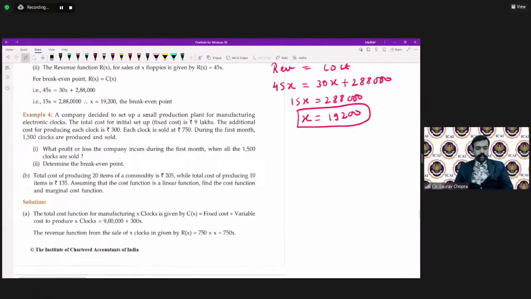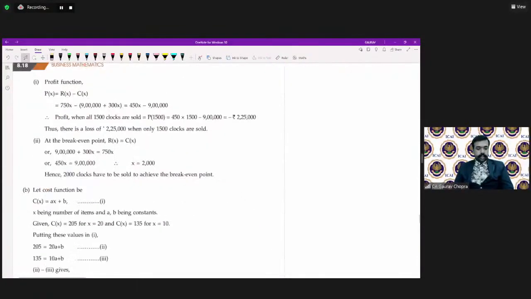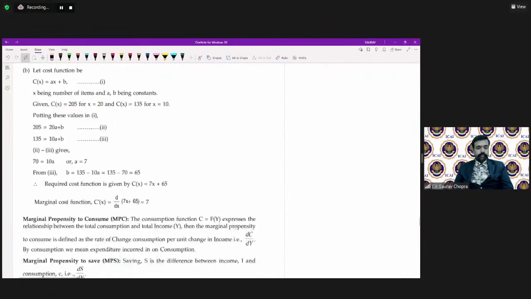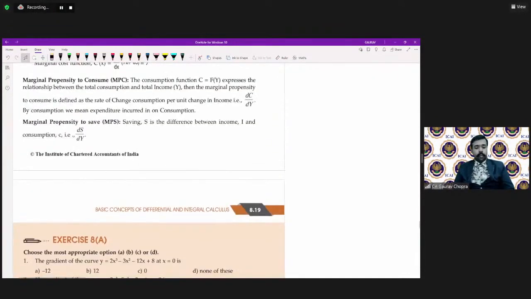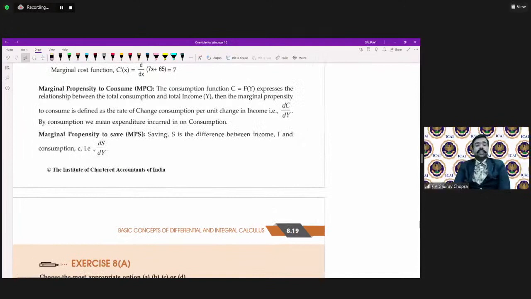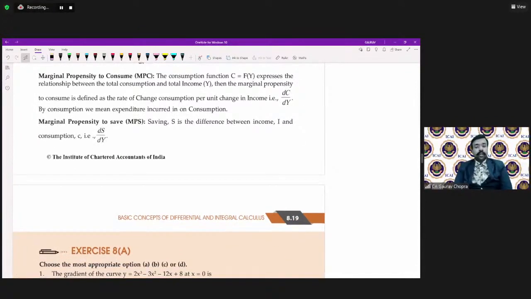Now, let us take some different questions. Yes, similarly, besides this marginal cost, what are the other concepts where derivative can be used?